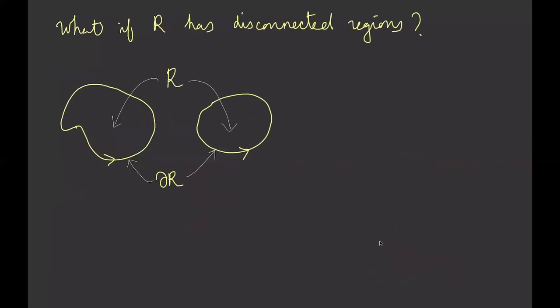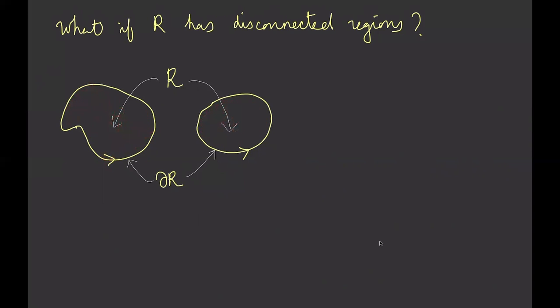It turns out that you can push this even further. What if R is something even worse than that? What if it has disconnected regions? So R consists not of one region, but two. It's the interior of that plus the interior of that. And then if you ask me, well, what's the boundary of R?